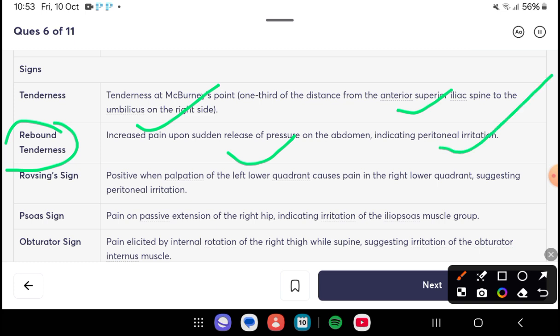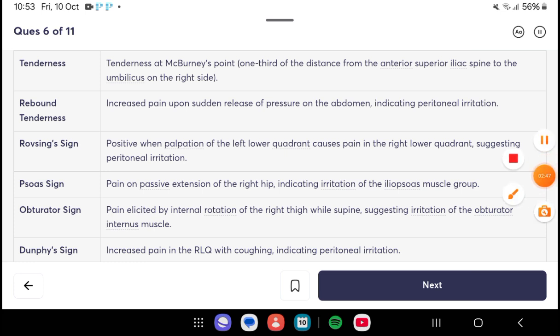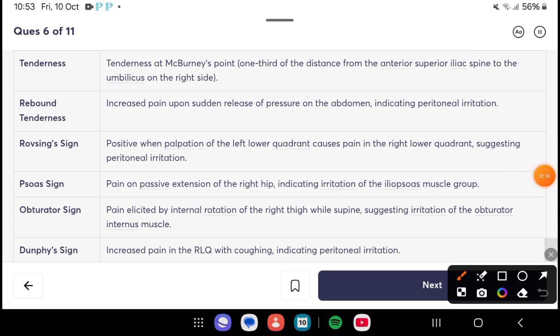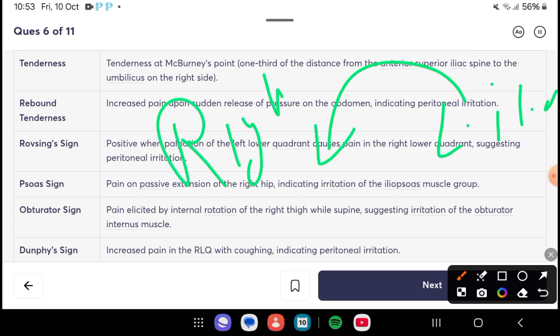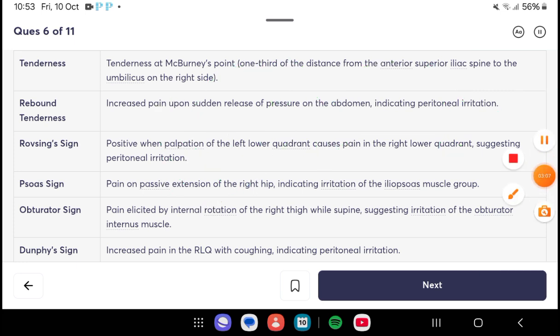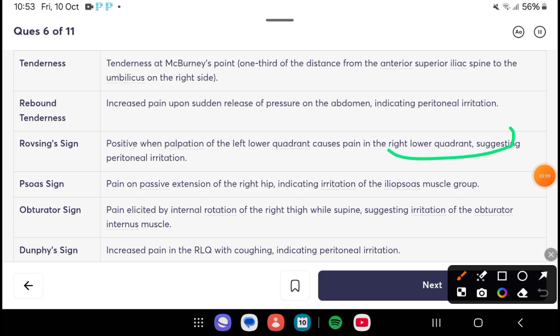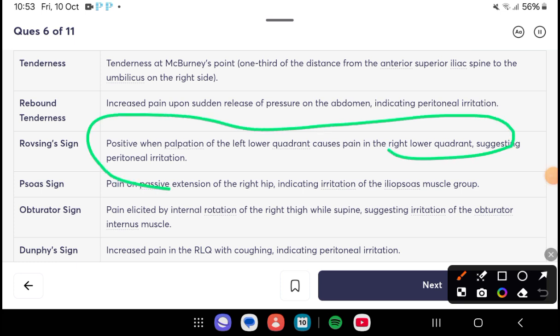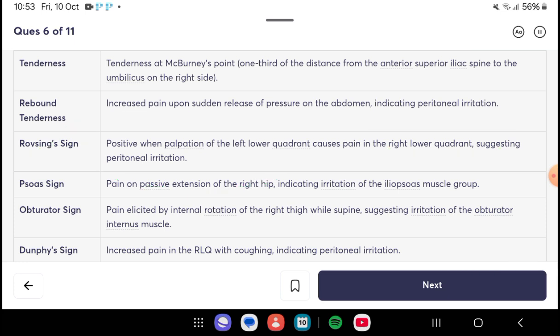Then the next sign is Rovsing sign. What is Rovsing sign? It is interesting. On pressing the left iliac fossa, the patient feels pain in the right iliac fossa. But there is a question: why? Do search for it. And the next sign is the psoas sign.